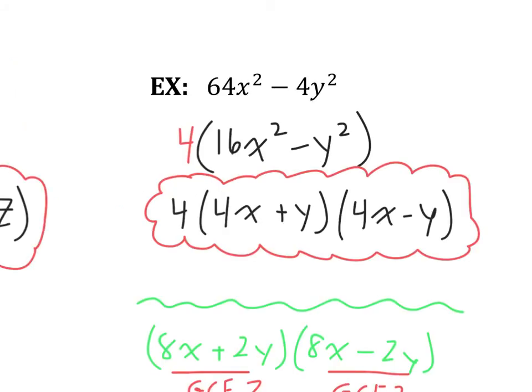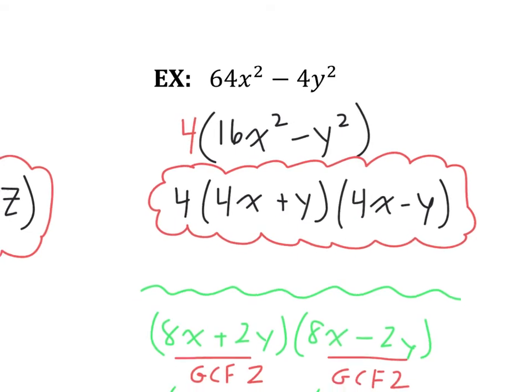Okay, how many people recognize the GCF first? Okay, take out the GCF first, because if you don't do it at the beginning, you'll probably forget to do it at the end. So if we take that 4 out, we're left with 16x squared minus y squared, which is still a difference of squares. So we take that GCF down for the ride. We have 4x plus y, 4x minus y.